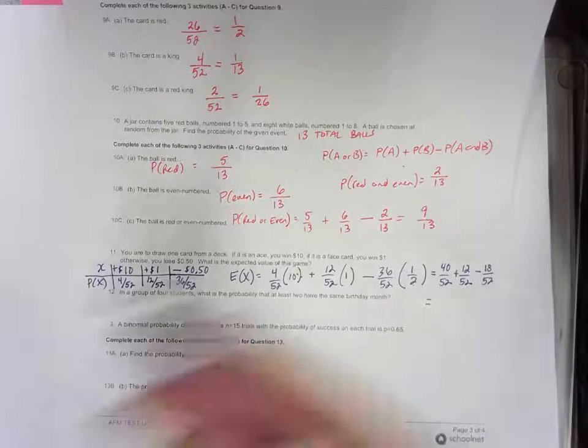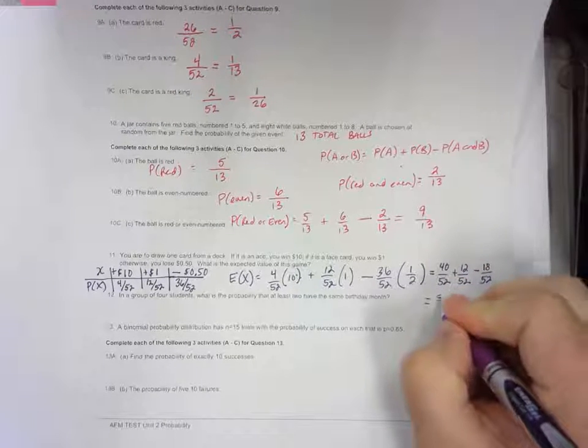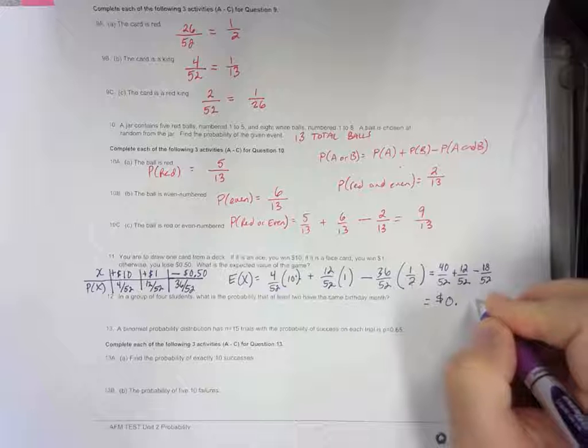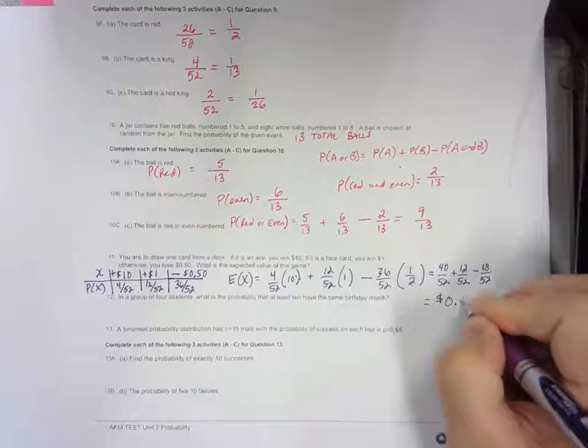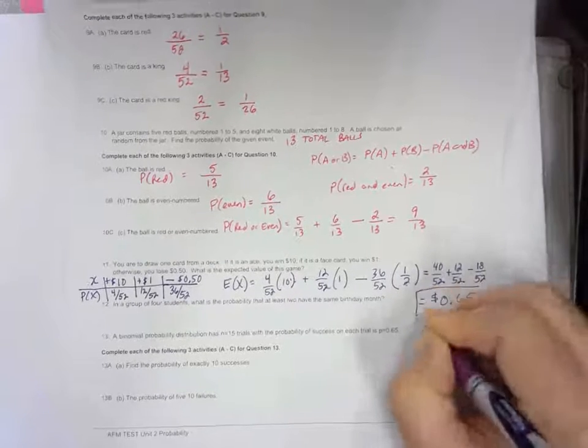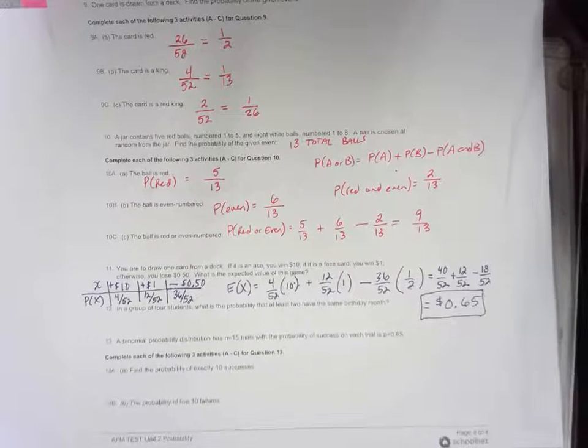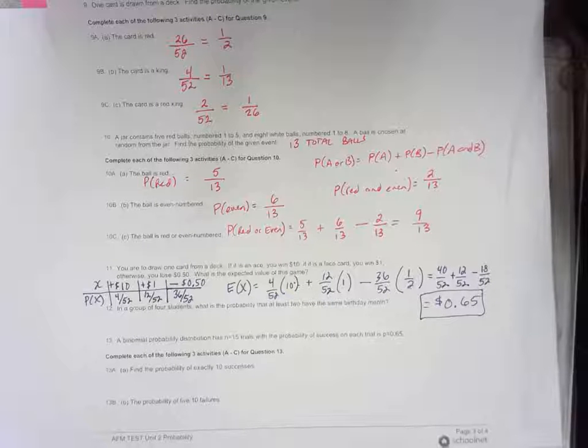So what is that equal to in decimals? Because that's going to be a dollar amount, right? 0.65. Yeah, 0.65. So you're looking at 65 cents as your expected value for playing that game. Okay? So you might come out ahead, you might not.